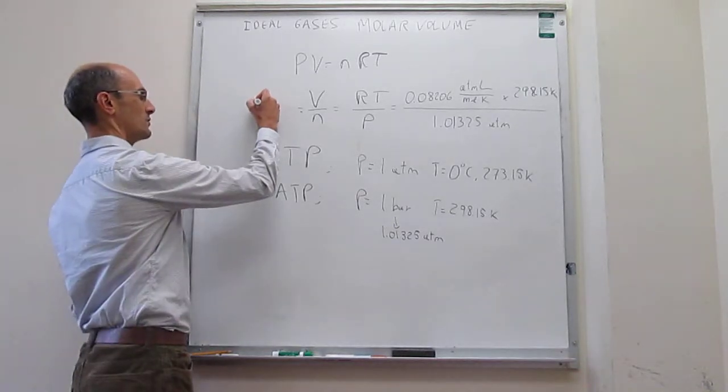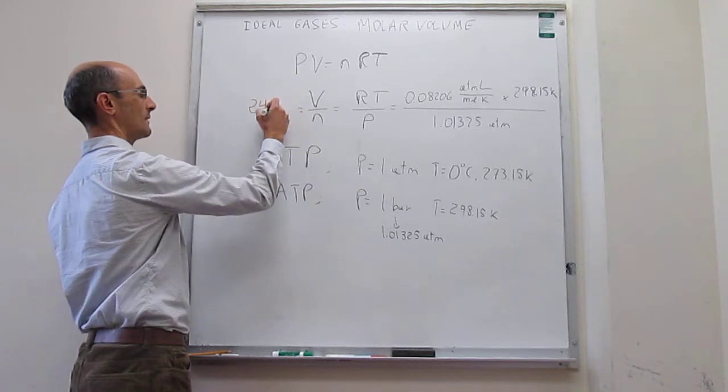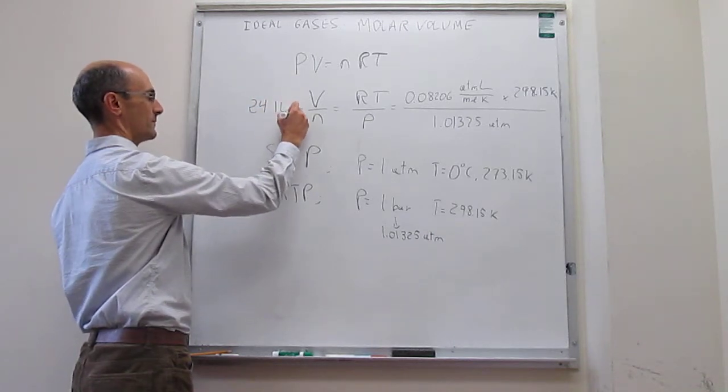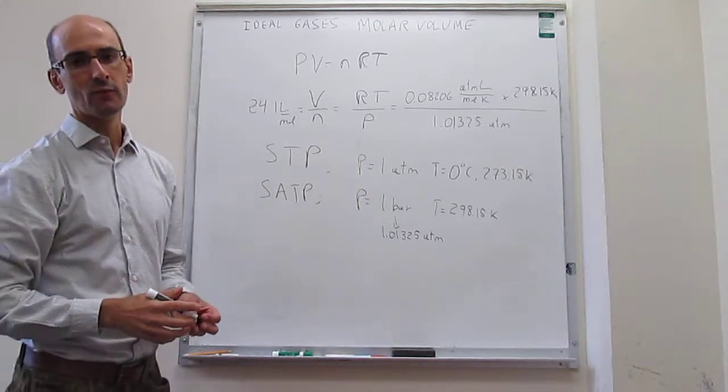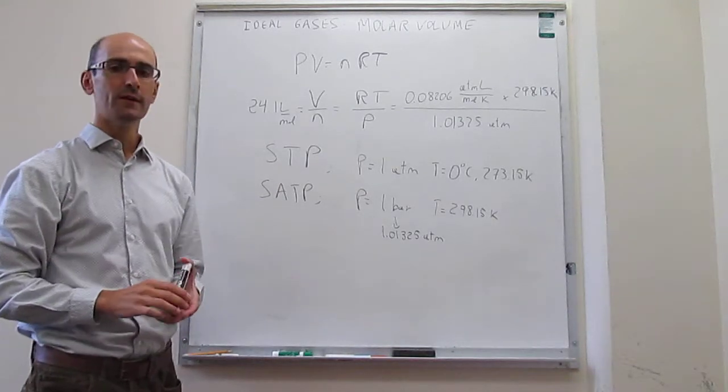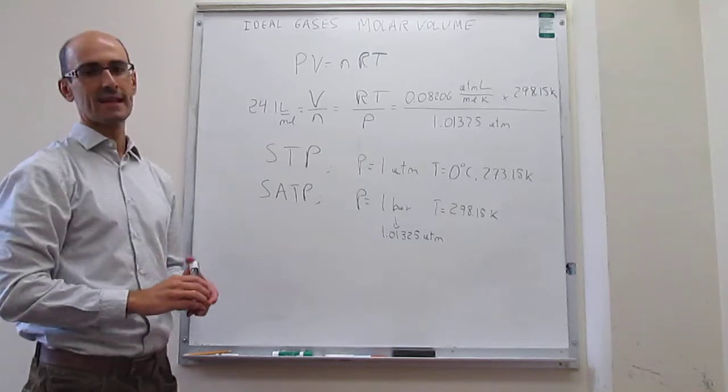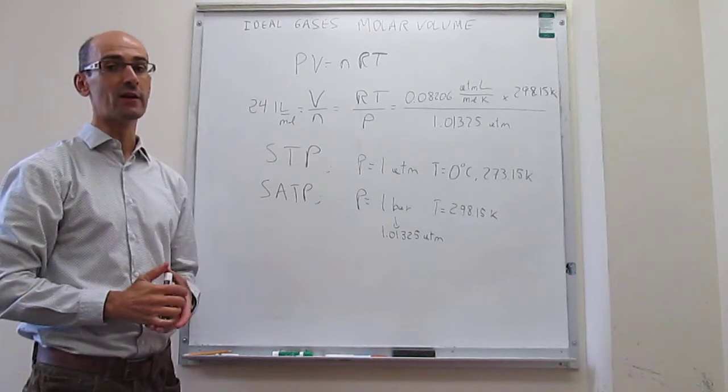Anyway, when you actually carry out the calculation, that number happens to be 24.1 liters per mole, which again is slightly larger than what you have at STP. And again, it's exactly the same for every gas regardless of its nature.